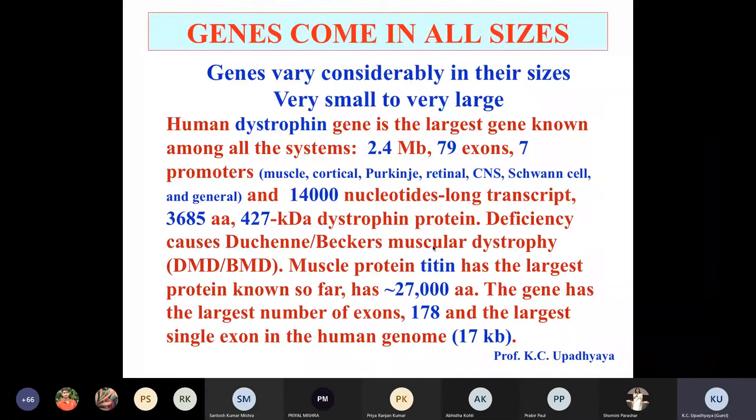Another statistic, the muscle protein titin. Titin is a protein which is involved in muscle contraction. That's the largest protein known in any system, 27,000 amino acids. The gene has the largest number of exons, that is 178 exons, and the largest single exon in the human genome is 17,000 nucleotides.